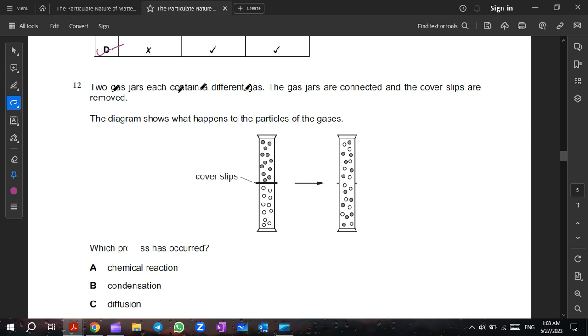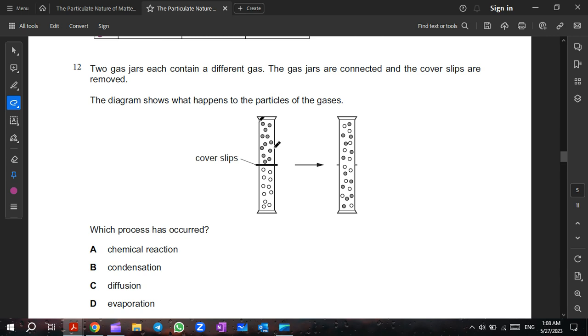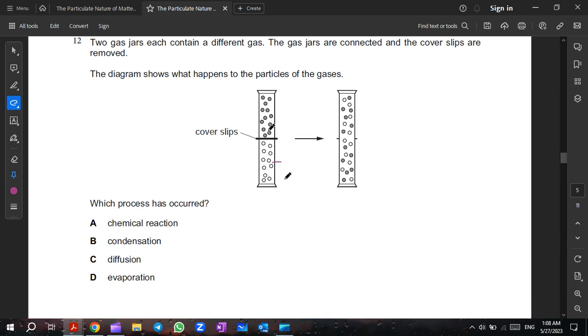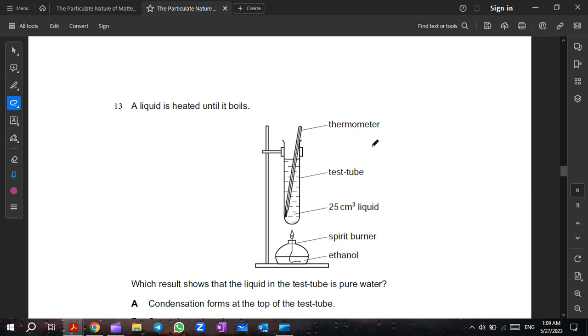Two gas jars each contain a different gas. The gas jars are connected and the cover slips are removed. The diagram shows what happens to the particles of the gases. Okay, so this is one of the gases and this is another gas, and a cover slip is covering both of them. Once it is removed, we can see that these ones go down and these ones go up. So the question here is, which process has occurred? Chemical reaction? No. Condensation? No. Diffusion? Yes, it's diffusion. They're randomly moving. That's why it's diffusion.